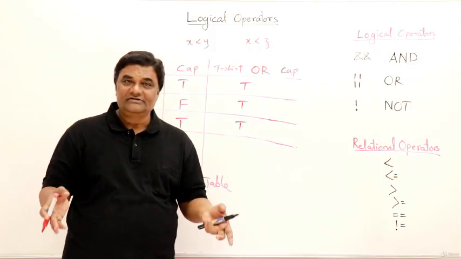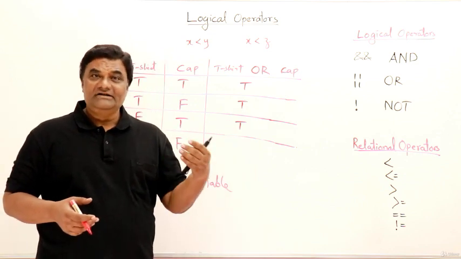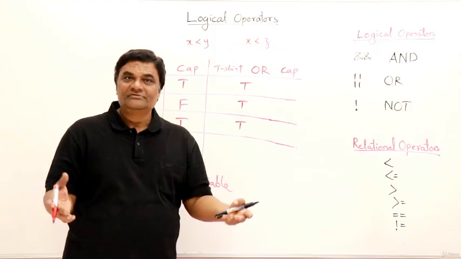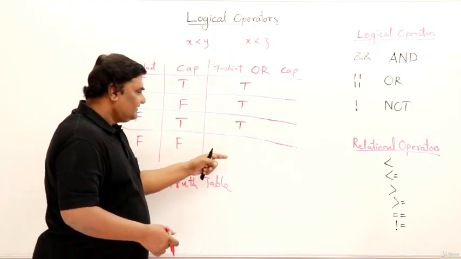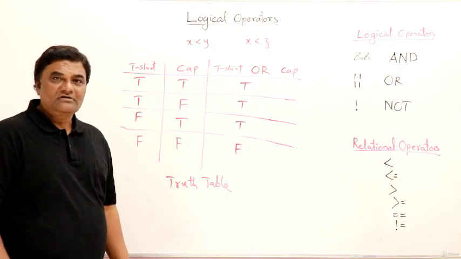I am neither wearing a t-shirt nor wearing a cap, but I am saying that I am wearing a t-shirt or I am wearing a cap. So none of them is true. Suppose none of them is true, then this is false. This is the truth table for or.